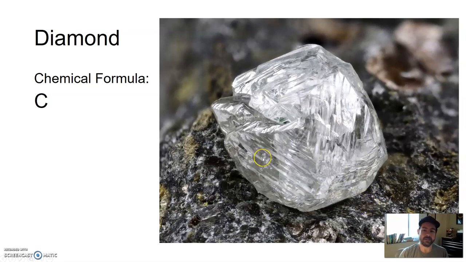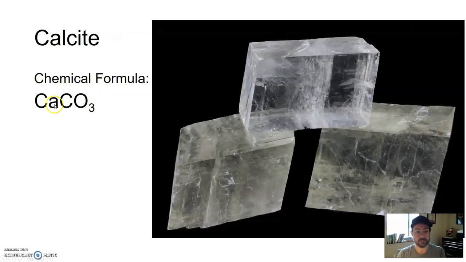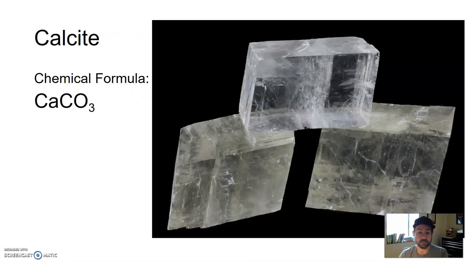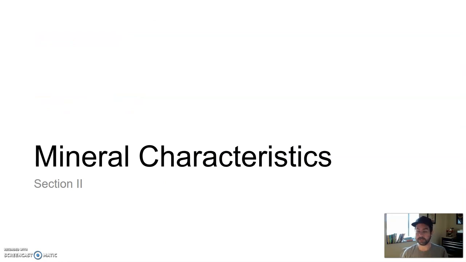Makes sense? So different minerals have different chemical formulas, some very simple, some a little bit more complex. But most minerals are a combination of those more abundant 12 elements in the Earth's crust, as we saw a few slides back. So we're going to go ahead and pause here, and when we come back, we're going to look at different characteristics of minerals.